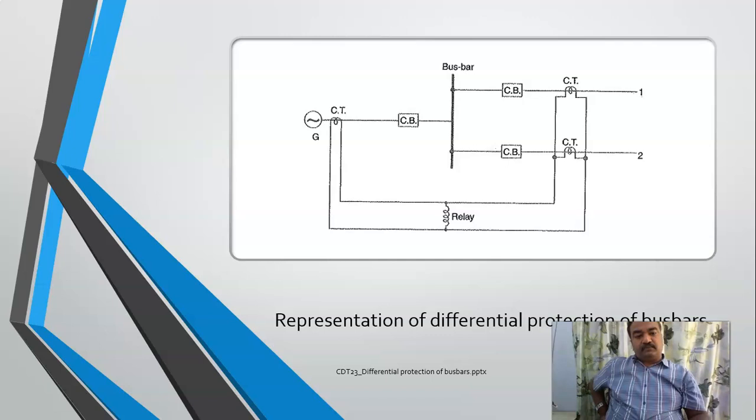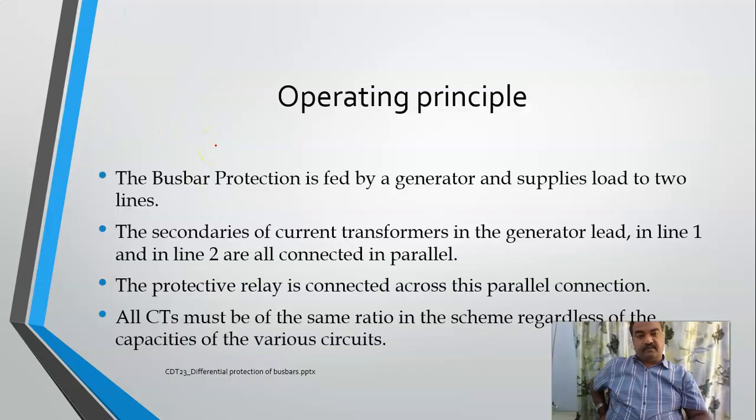Now, this is the representation as I already told you. See here, there is only one incoming line and two outgoing lines. For one incoming line, I have a CT. If there are two lines, then automatically I'll be using a parallel connection here. So the resultant, let us suppose this is IA, this is IB, and this is IC. As long as IA plus IB is equal to IC, then the system remains healthy.